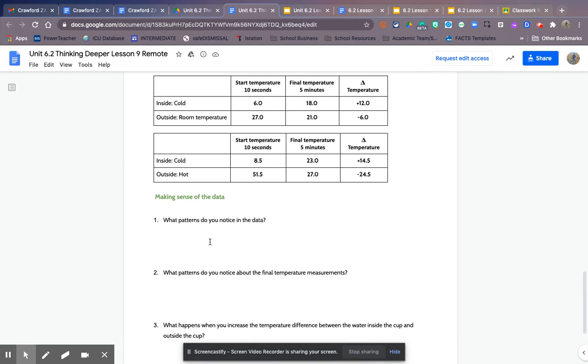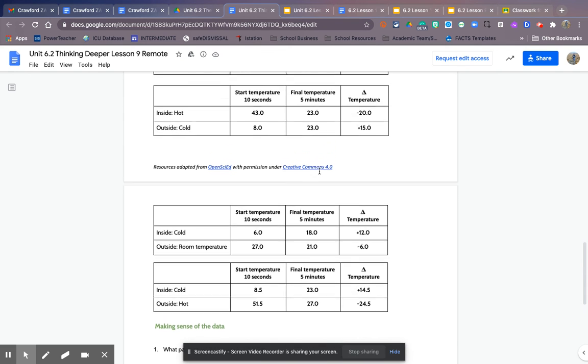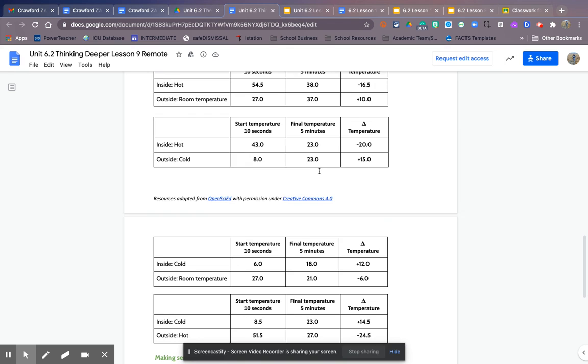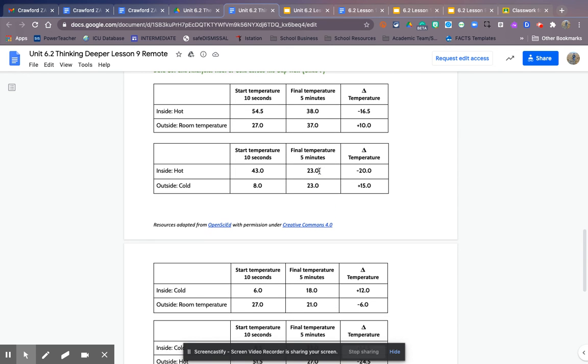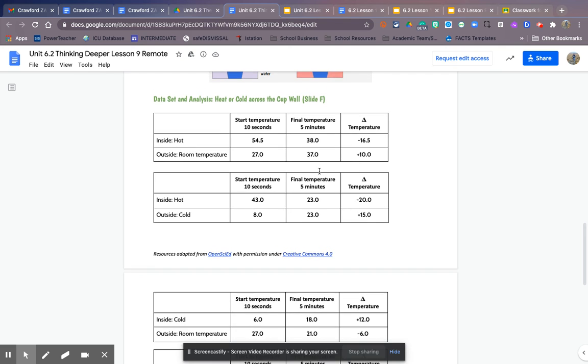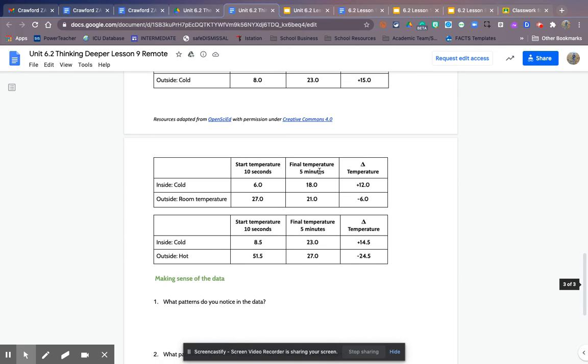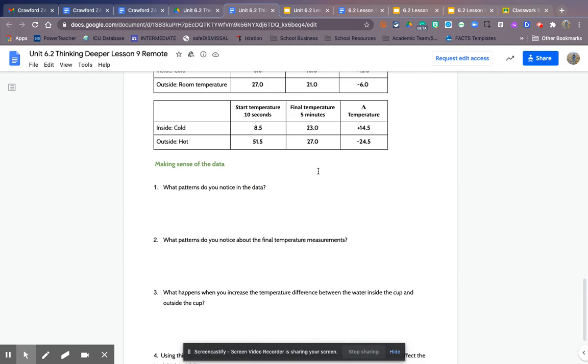So, making sense of the data. Number 1, what patterns do you notice in the data? I would go back and look at this and notice, is there anything that stands out to you that makes you go, huh, that's unusual? And then see if it repeats in the other data tables. That would be something you could put there.